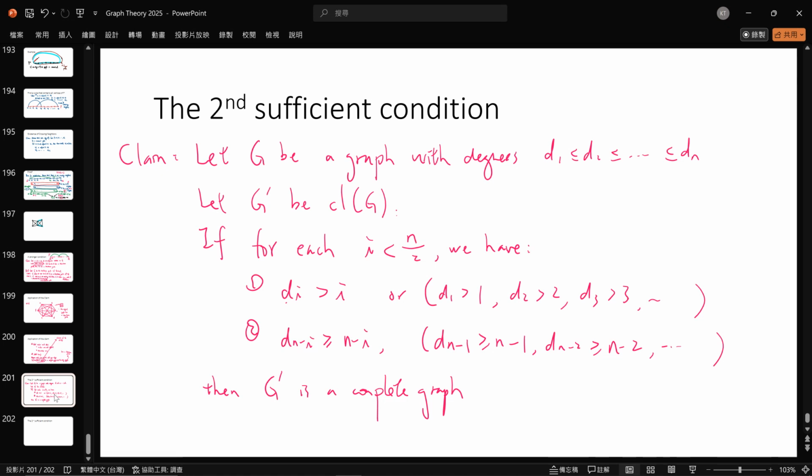OK, so we're going to prove this by contrapositive. That is, to show if P then Q, we can show if not Q, then not P.